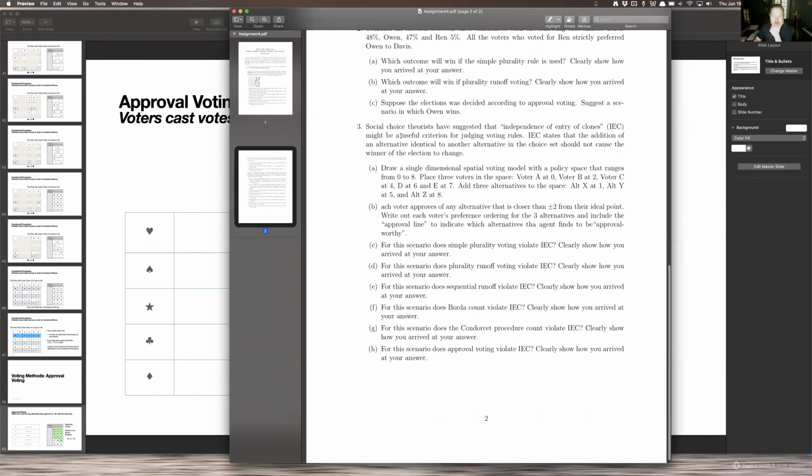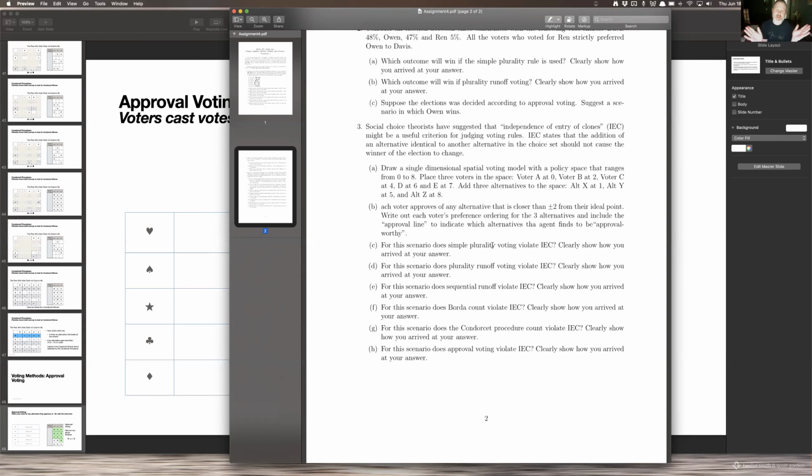And then number 3 asks you to draw a spatial model. And each voter, it gives you their approval voting region. And then it asks you to think about this idea of independence of entry clones. The addition of an alternative identical to another should not cause the winner to change. So first, you have to figure out the plurality voting winner. And then you have to add a voter that is at the same spot as another voter and see if that changes the outcome. All right, so that is the method for doing that.